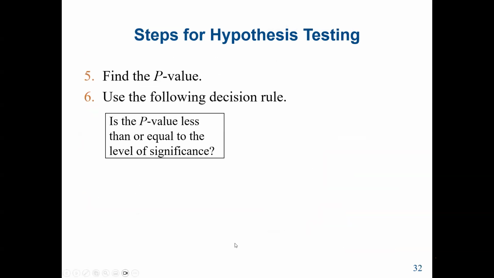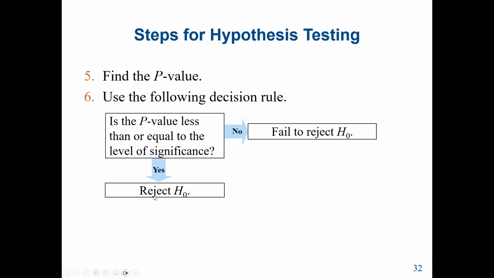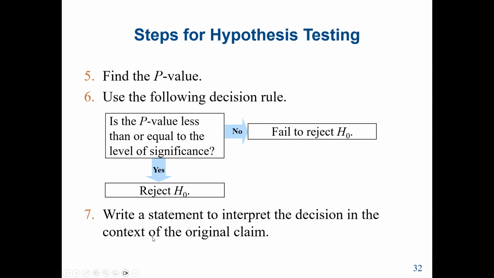Then we find the p-value using the following decision rule. If the p-value is less than or equal to the level of significance? If it's no, then we fail to reject H0, because that means the p-value is greater than alpha, the level of significance. But if it's yes, then we reject H0. Then we write a statement to interpret the decision in the context of the original claim.